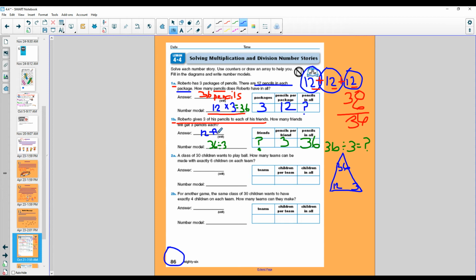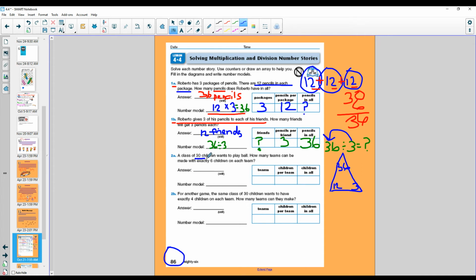Now, if you don't get how the multiplication fact families work, we'll have to practice that. If we didn't know this answer, another way we could get it is we could count by 3s until we got to 36. Okay, that's another way to figure out the problem. All right, let's go on to 2A.